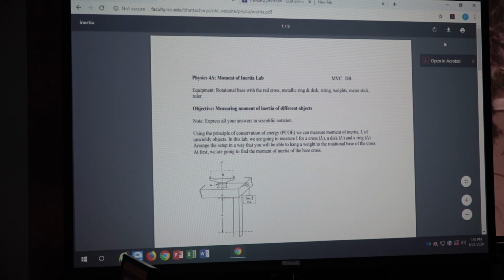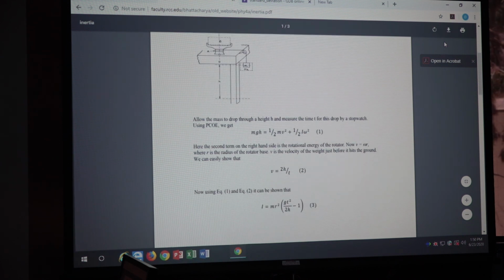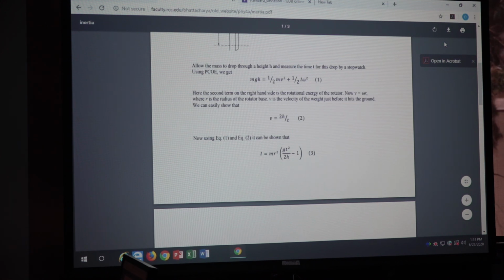As you know, we described the objective of this, measuring the moment of inertia of different objects. And this is the figure of the experiment that you just witnessed. Everything else here, the theory part, we went over with you on the board. We actually started from PCOE, the principle of conservation of energy, and wrote down the potential energy of the small mass on the left-hand side, and its kinetic energy, and also the rotational energy of the rotating object. We also derived the final velocity, which turns out to be 2h over t. That's equation number 2.